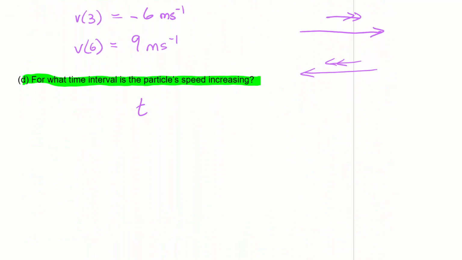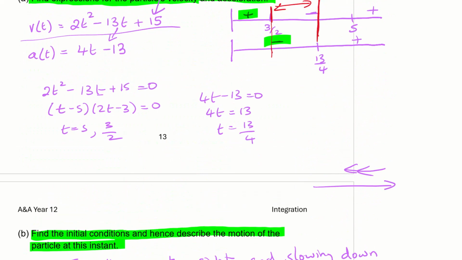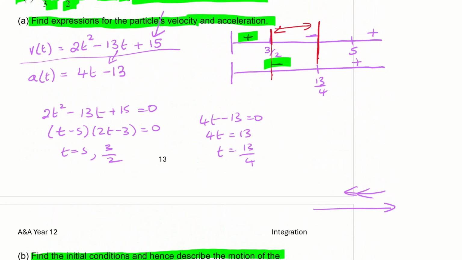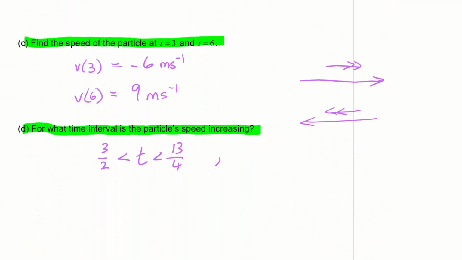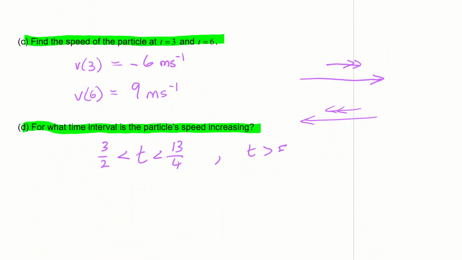So between 3/2 and 13/4. And if we go back to the diagram, after 5, they are both positive. So t greater than 5.